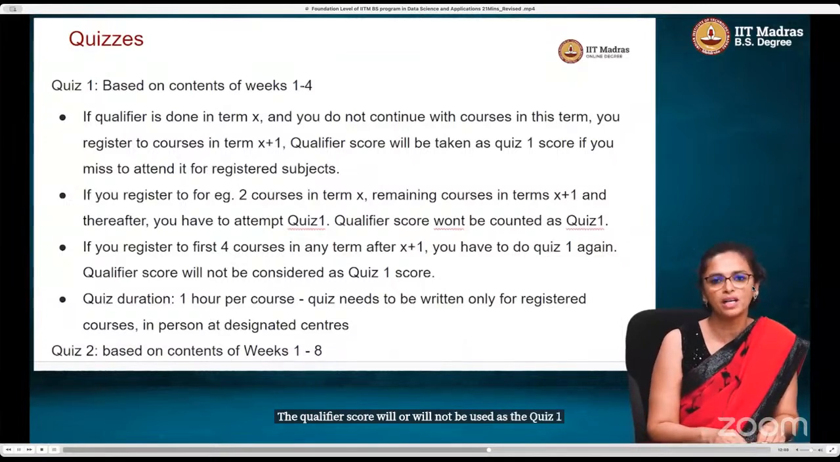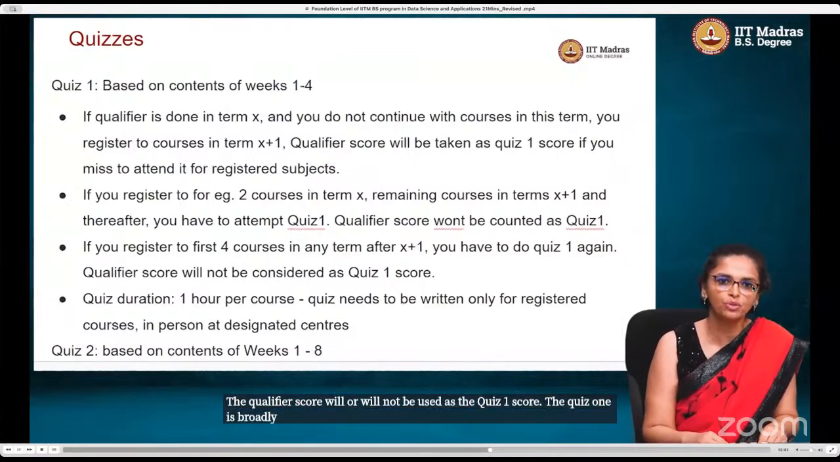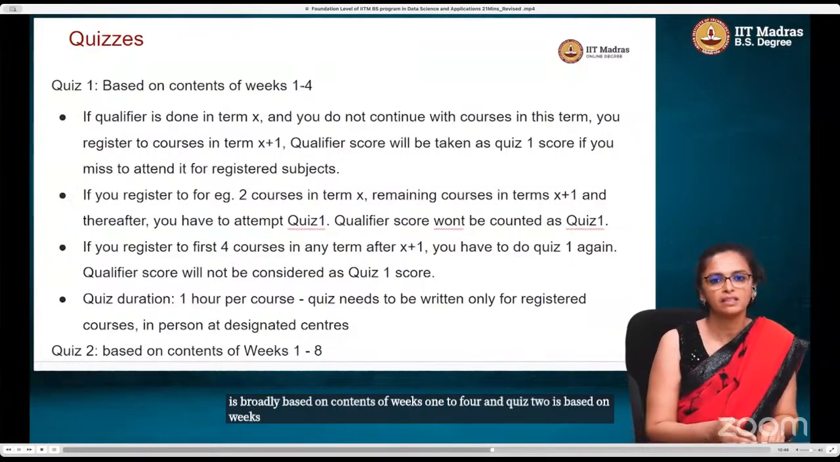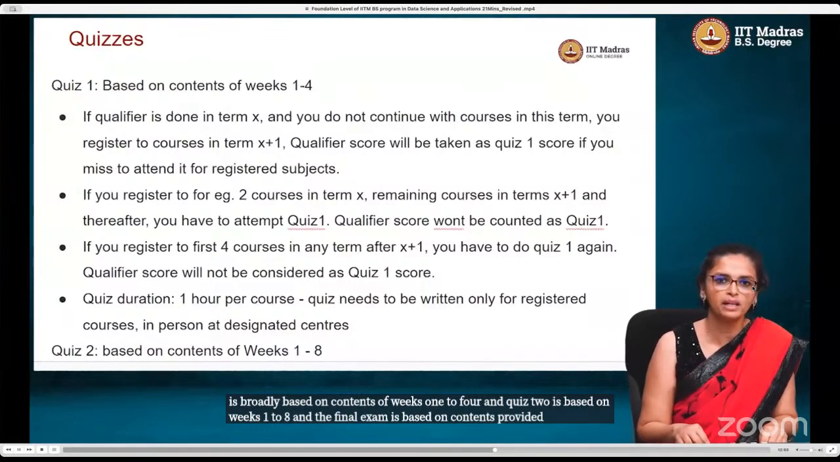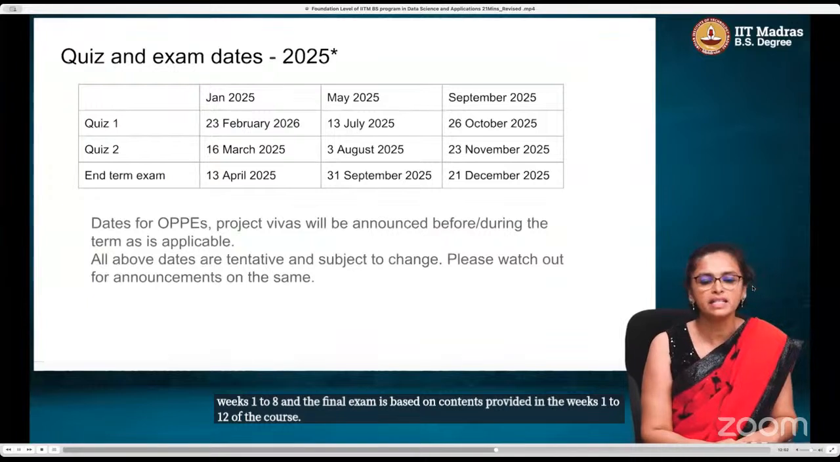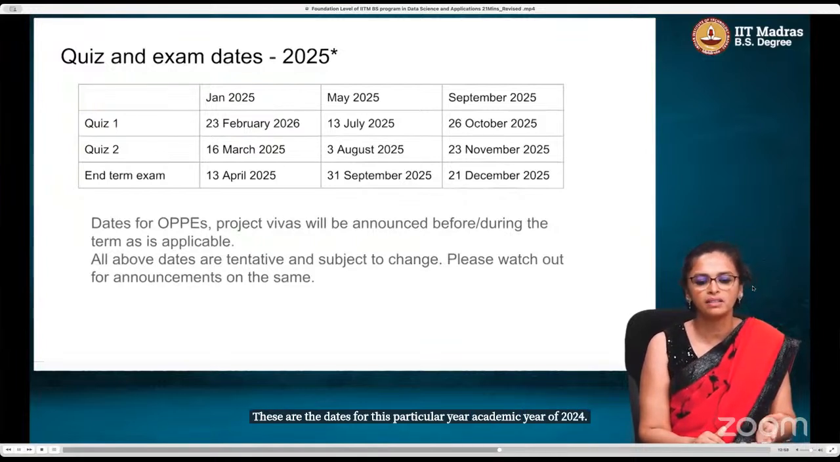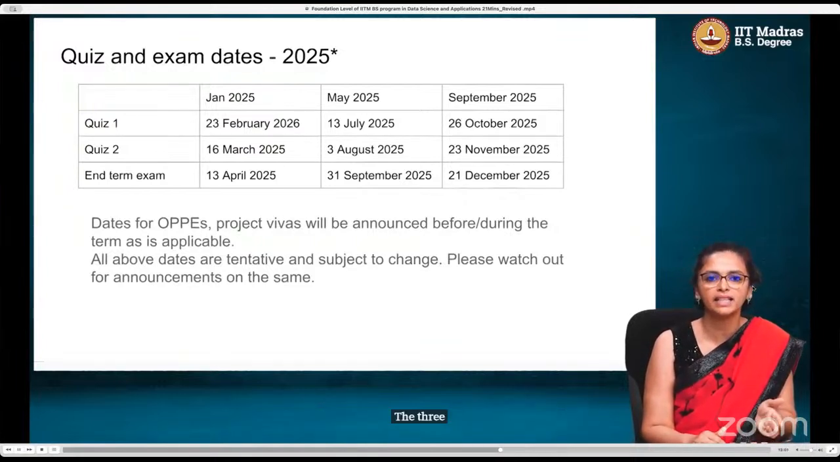The quiz 1 is broadly based on contents of weeks 1 to 4 and quiz 2 is based on weeks 1 to 8 and the final exam is based on contents provided in the weeks 1 to 12 of the course. Okay, these are the dates for this particular year, academic year of 2024. The 3 terms are listed here and the quiz 1, quiz 2, end term exam dates are given here.